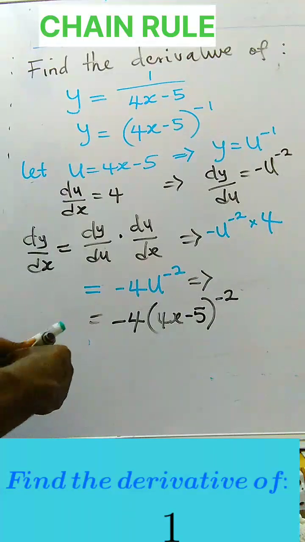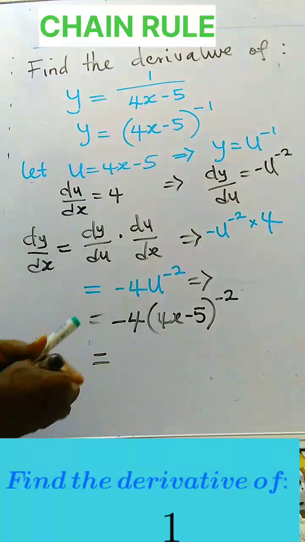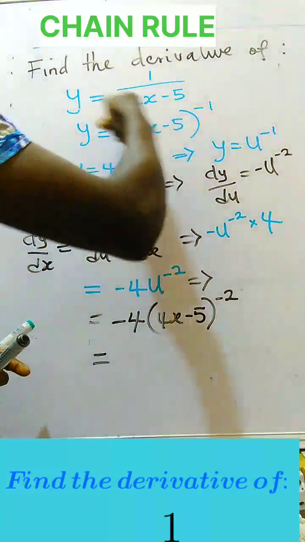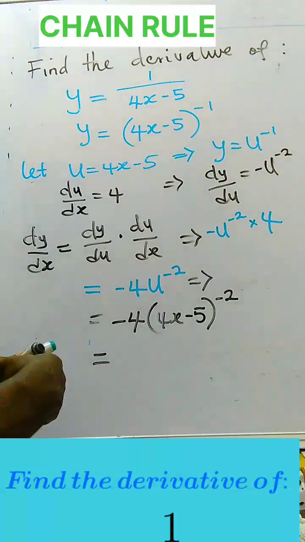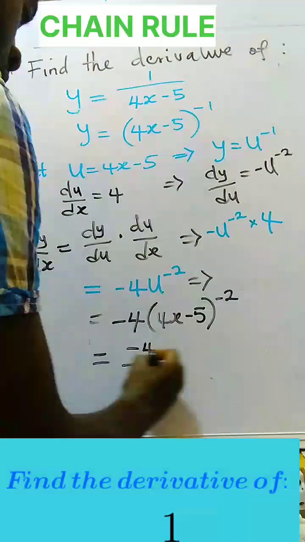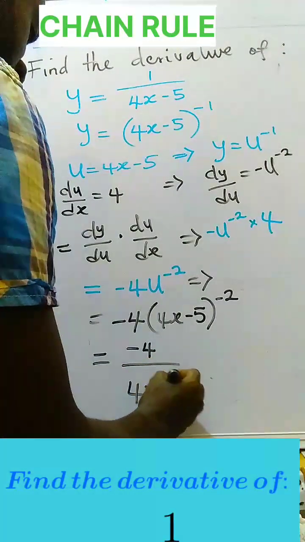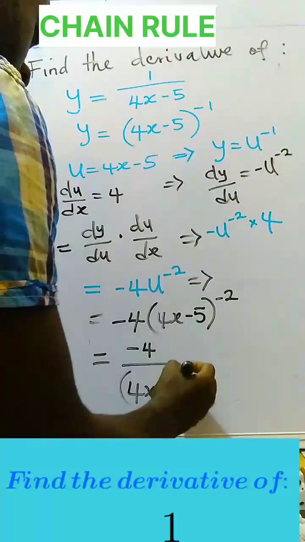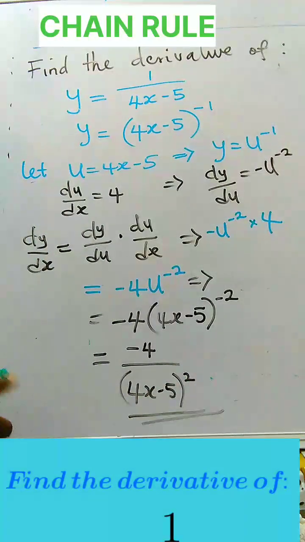Okay, so that is our answer, but we can as well choose to put it in fraction form since this one is already in fraction. So if I put this in fraction form, that will give me minus 4 all over 4x minus 5 all squared. So this is the solution to this question.